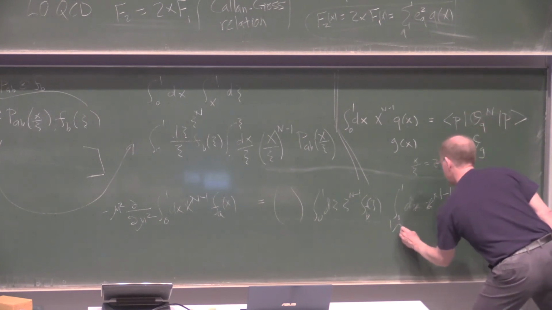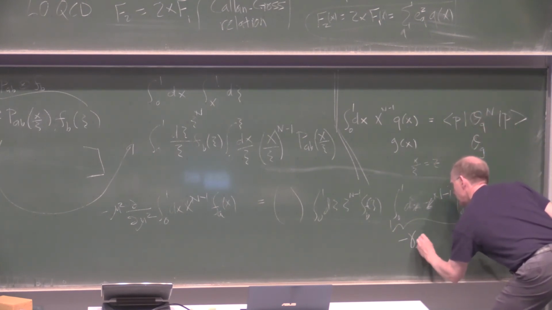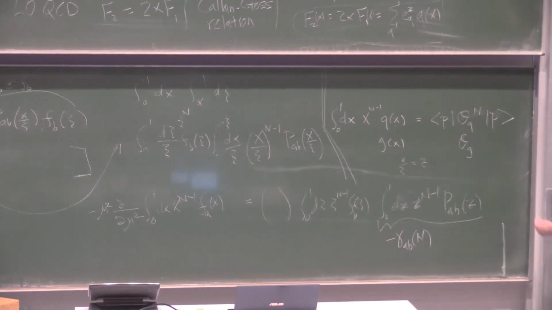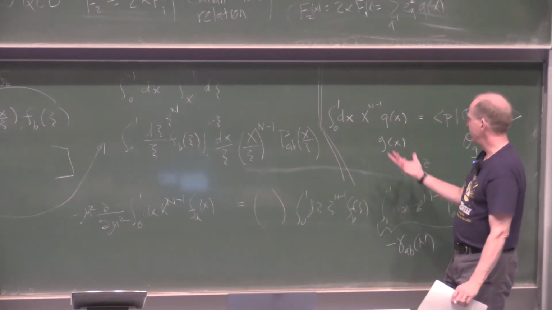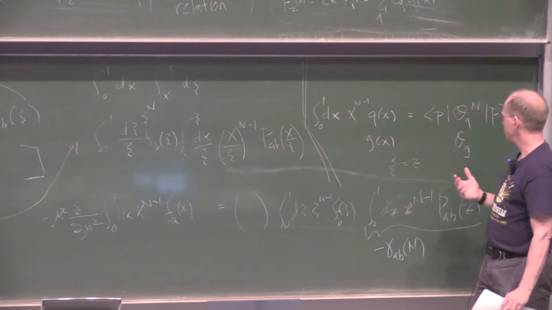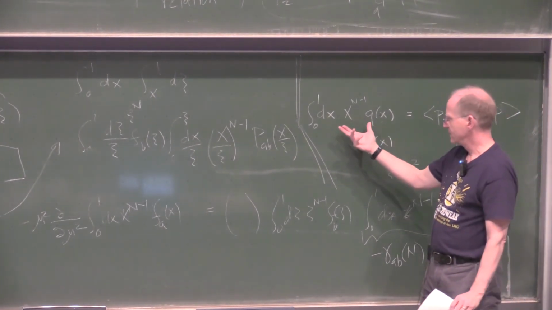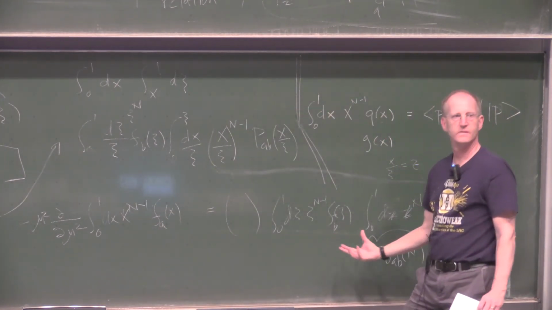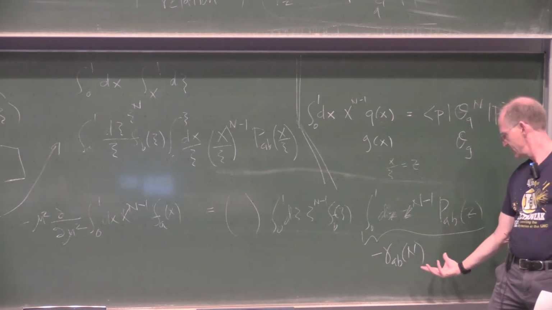So these quantities here are called the Mellin moments of the splitting kernels. But not surprisingly, they are the anomalous dimensions of these matrix elements, because this quantity here is exactly what's appearing here. It's just evolving with a gamma AB.